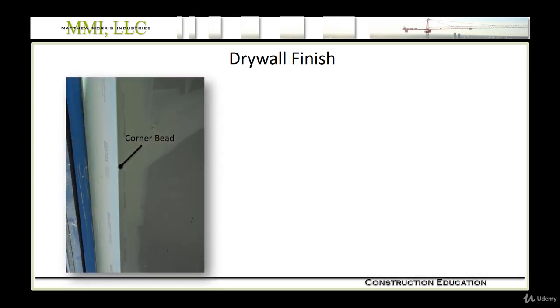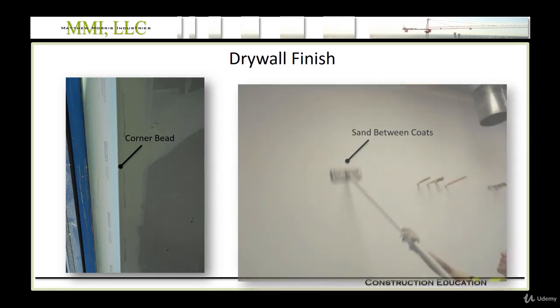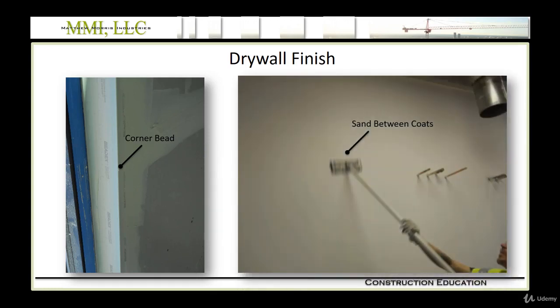Okay, when you turn the corner, you use something called a corner bead, and this could be plastic, but most often it's a sheet metal product, and it's pre-bent to 90 degrees, and you tape it in place and finish over it. This gives you a nice clean line at your corners. And then this is how you sand between coats, and normally with typical joint compound or mud, it often requires a full day to let it cure before it's sanded, and then another coat is applied.